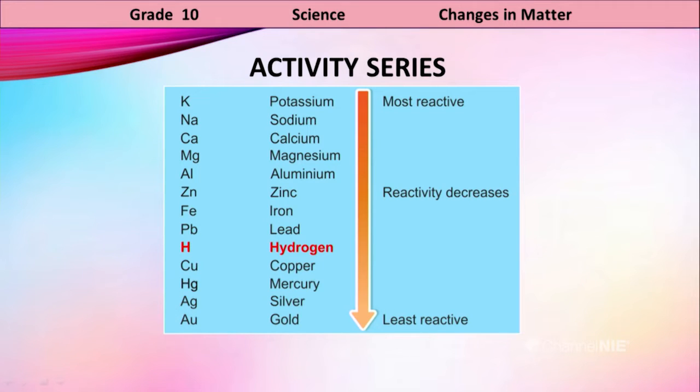Let's see what are the metals present in the activity series. Potassium, sodium, calcium, magnesium, aluminium, zinc, iron, lead, hydrogen. Hydrogen is not a metal, it is a non-metal, but for comparing the reactivity, we include it in the activity series. Then copper, mercury, silver and gold. So here the symbols of the metals are given.